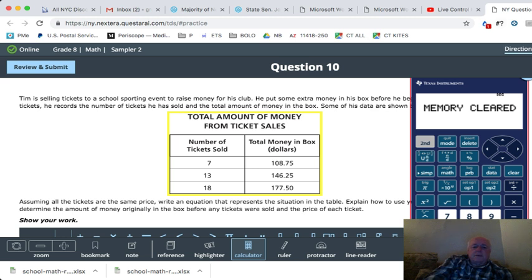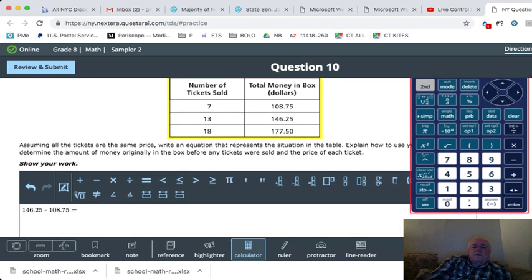So what we're going to have is 146.25 minus 108.75. Okay, and that's going to equal 37.5.